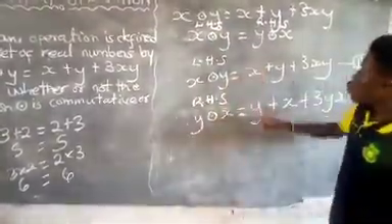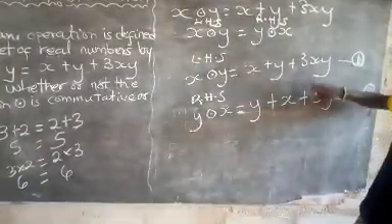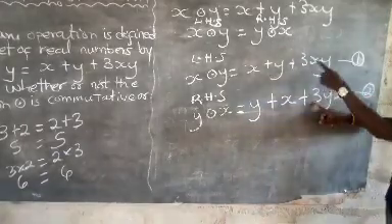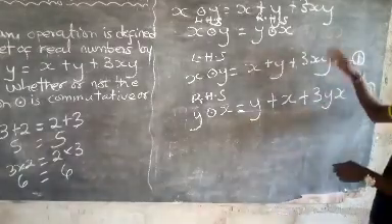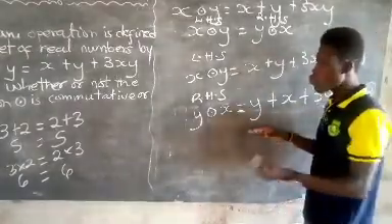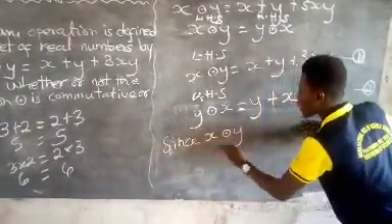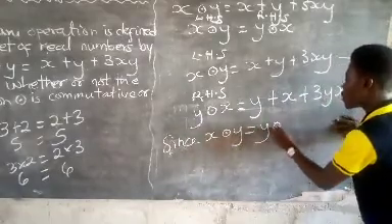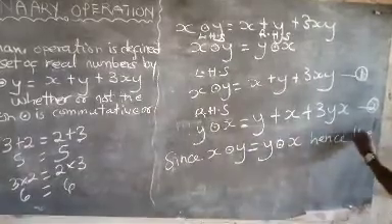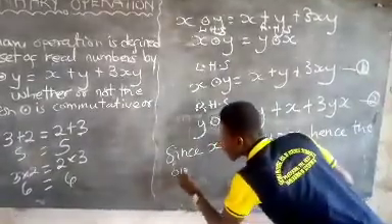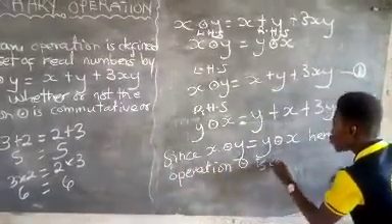So upon comparison, you get to know that I have y here, I have y here, I have x here, I have x here, 3 is here, 3 is here, I have x multiplying y, I have x also multiplying y. So we can see that both equations are the same. So with that, you conclude that since x operation y is equal to y operation x, hence the operation is commutative.